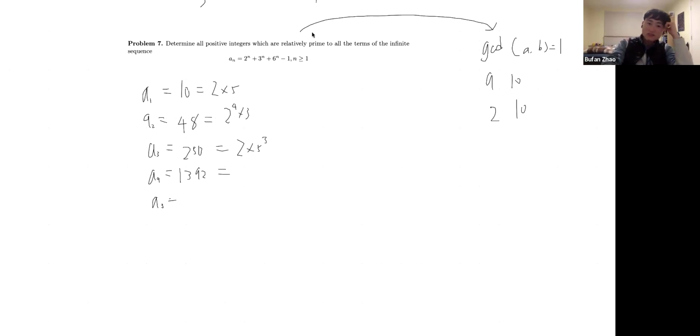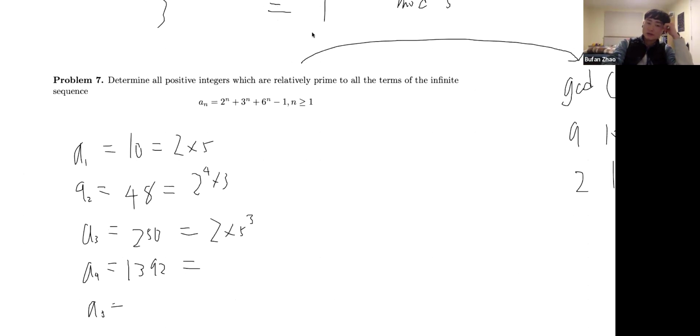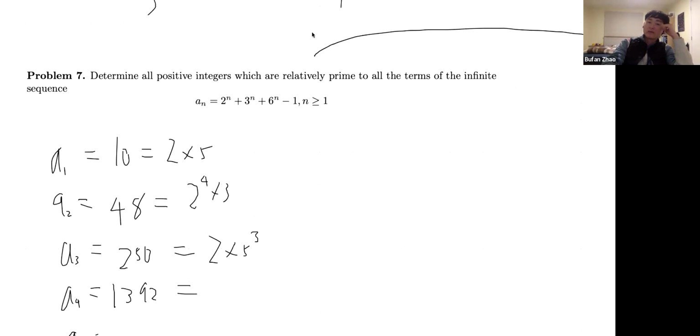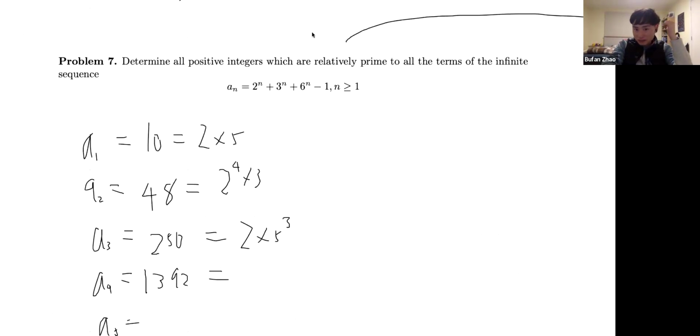Oh, we're just using this formula over here. So a_n is equal to 2 to the power of n plus 3 to the power of n plus 6 to the power of n minus 1. So we're plugging in values of 1, 2, 3, 4, and 5 for n. Does that answer your question, Jonah?